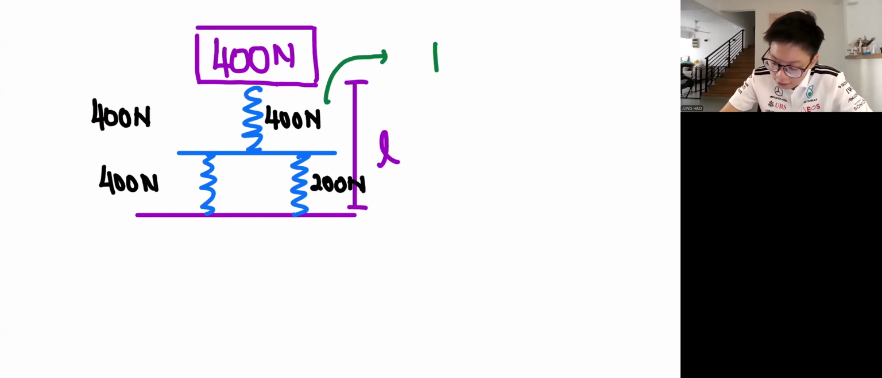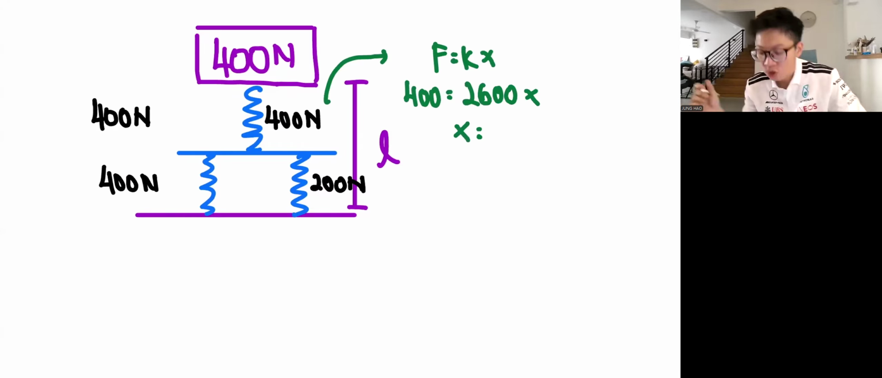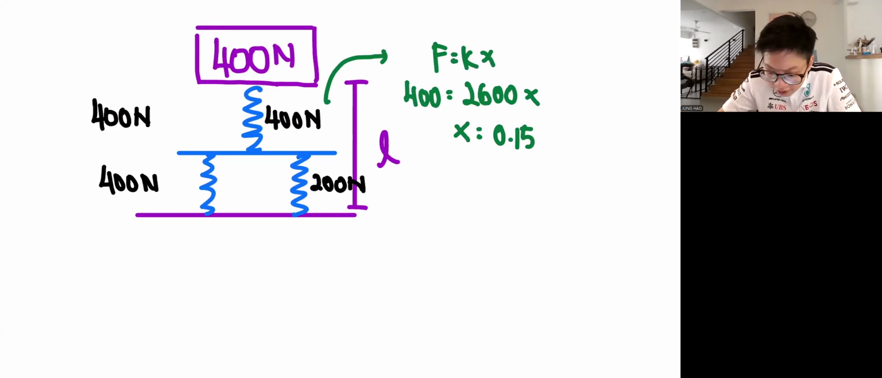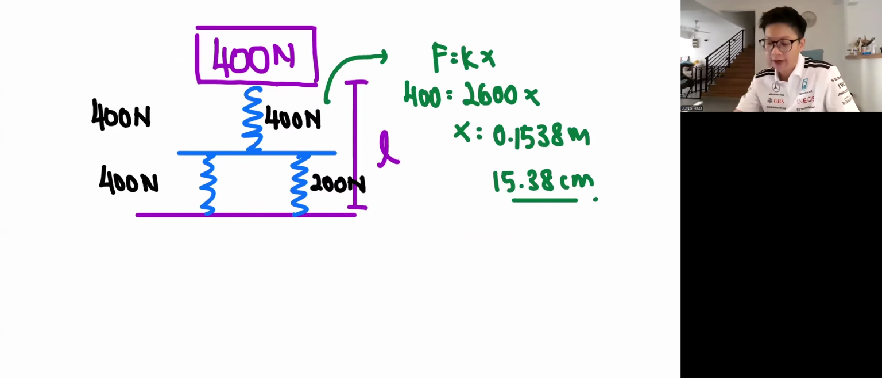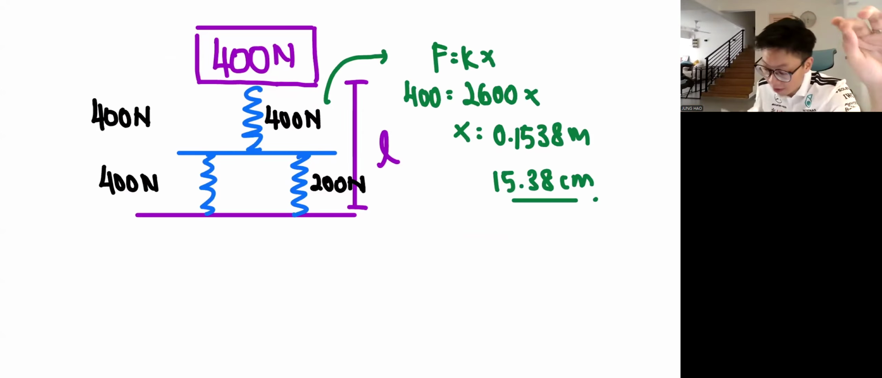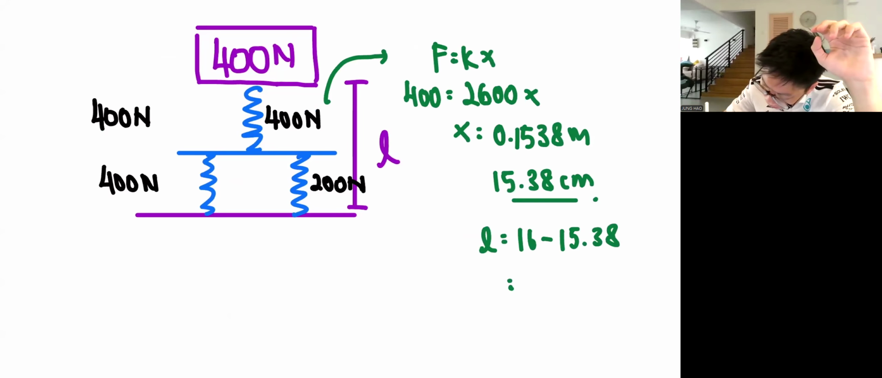Okay, so F is equals to Kx. So if my force is 400 Newton and my K is 2600 X, how much will my X be? 400 divided by 2600. So X is going to be 0.1538 meter, 15.38 cm. But what do we do here? I'm looking for the total length, correct? So you have to take the actual length, 16 minus 15.38, right?